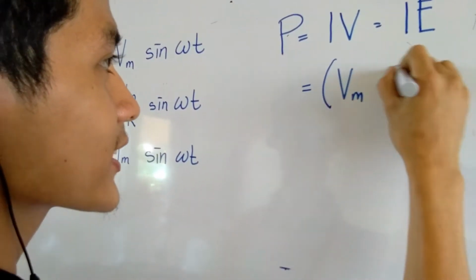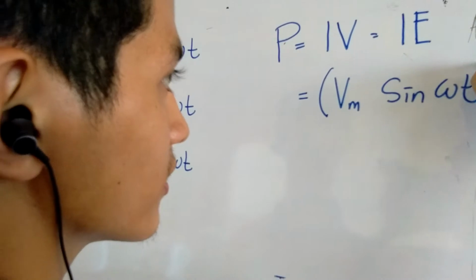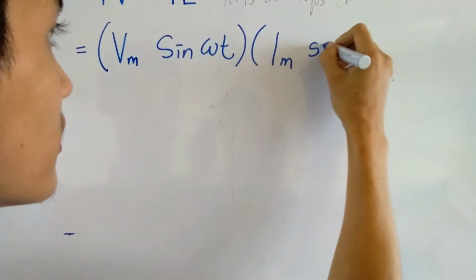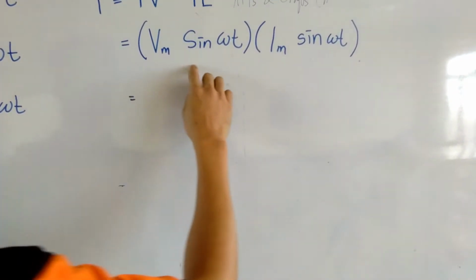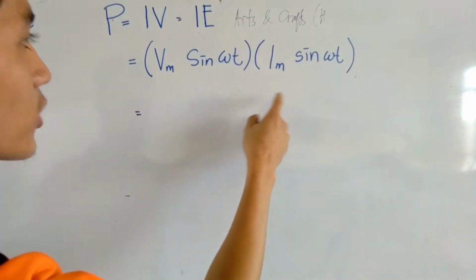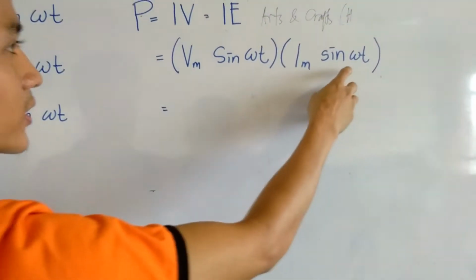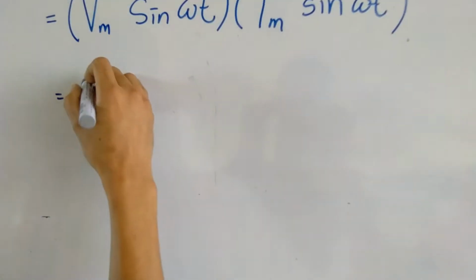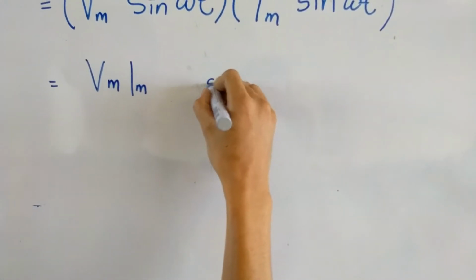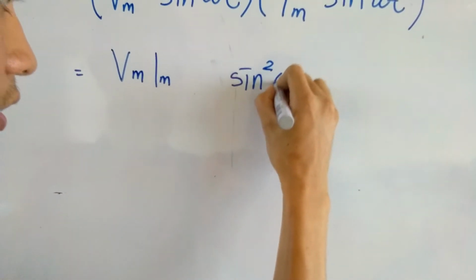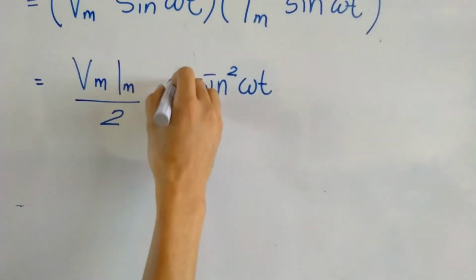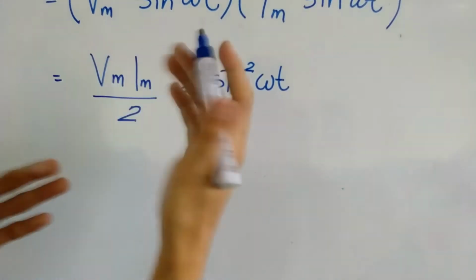So we have the quantity Vm sine omega t, which is the sinusoidal voltage, multiplied by the maximum current Im sine omega t, which is the current. So it will be equal to Vm Im sine squared omega t. If I just put a 2 in the numerator and in the denominator, it will cancel out, so it is just the same.